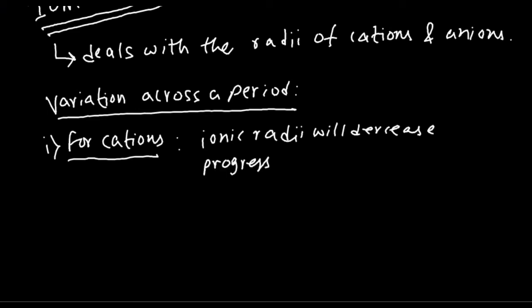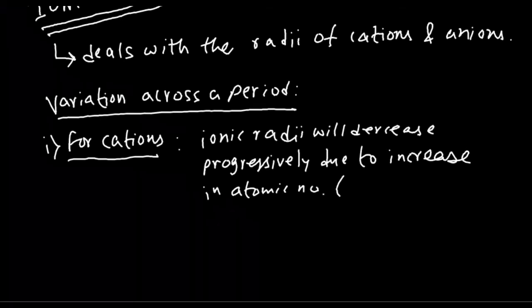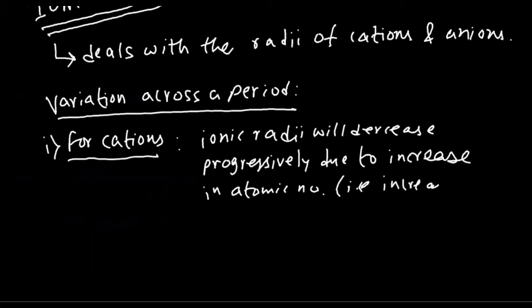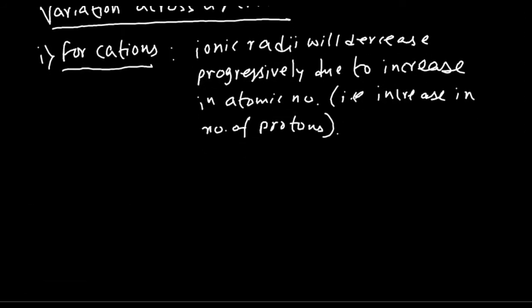The reason is the same: due to the increase in atomic number, that is, the increase in the number of protons. That means the number of protons here will increase. So as the number of protons is increasing, what will happen? The magnitude of nuclear charge will increase, and as a result, the protons will now attract the outermost electrons with a much stronger force. Hence, its size will go down.